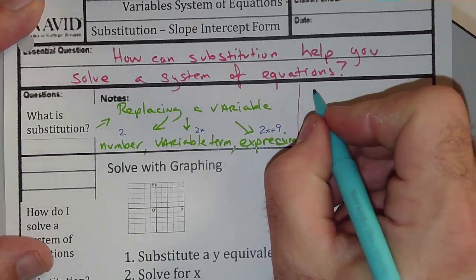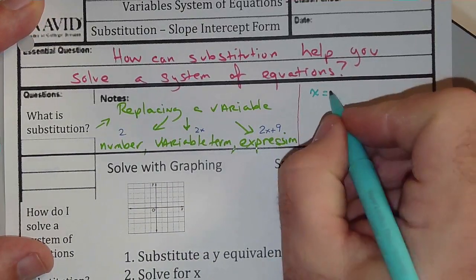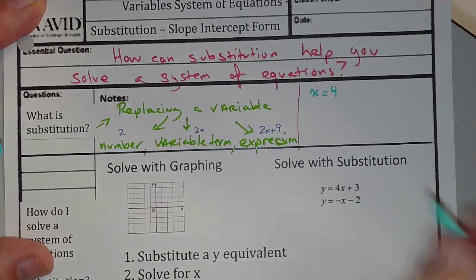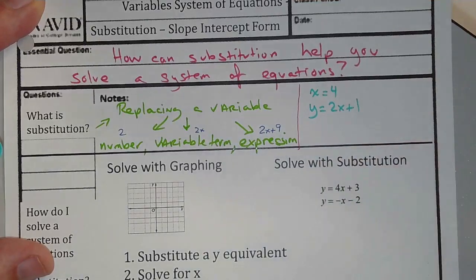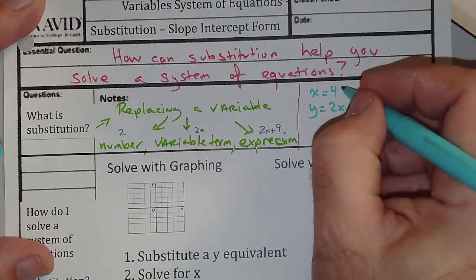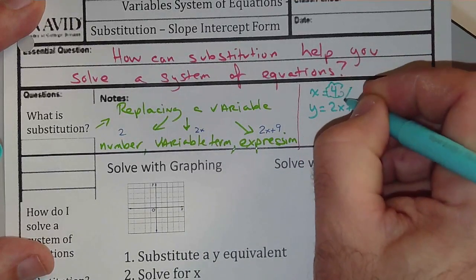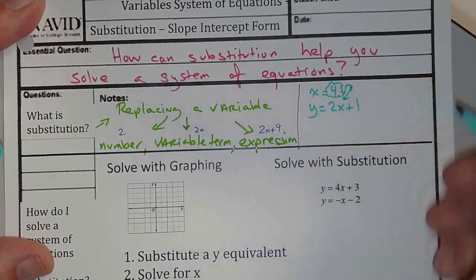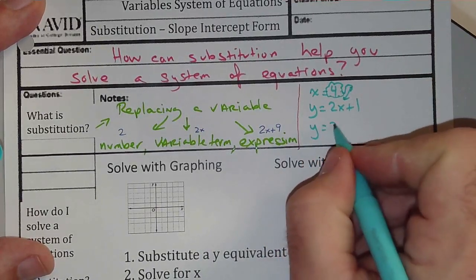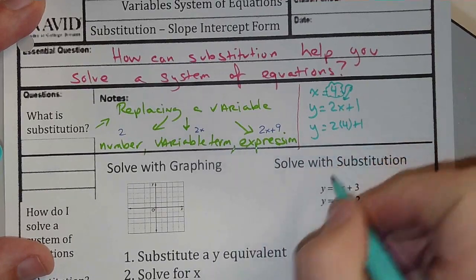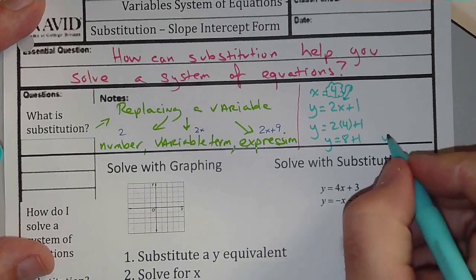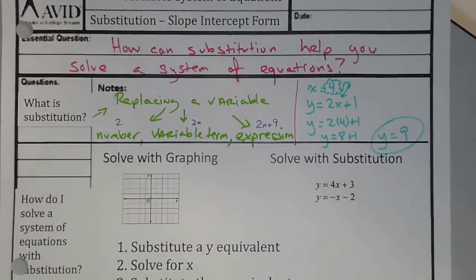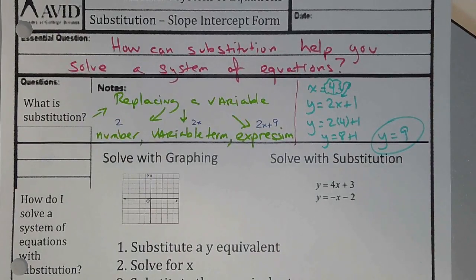What we're talking about specifically, as an example, would be x equals 4, and then you have the equation in slope-intercept form, y equals 2x plus 1. So all we're going to do is take this 4 and put it in for x. There we go. y equals 2 times 4 plus 1. y equals 8 plus 1. y equals 9. So that was substitution that got us to a solution for y.